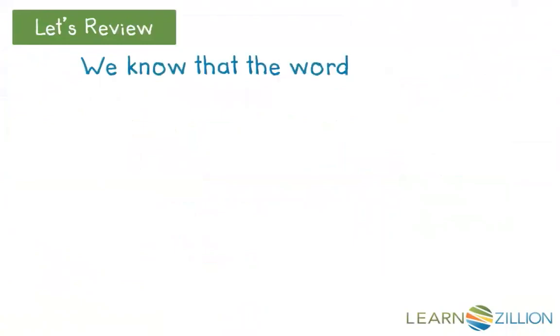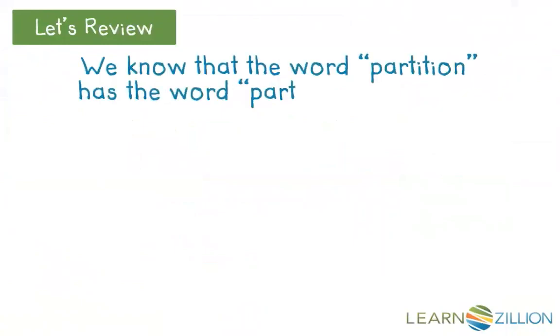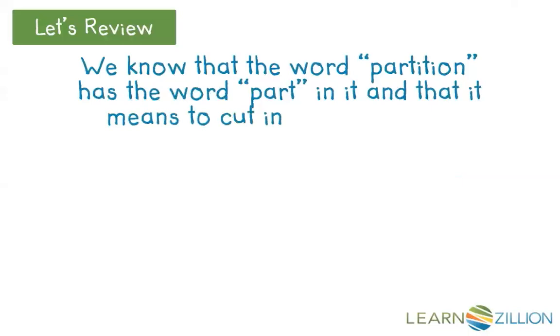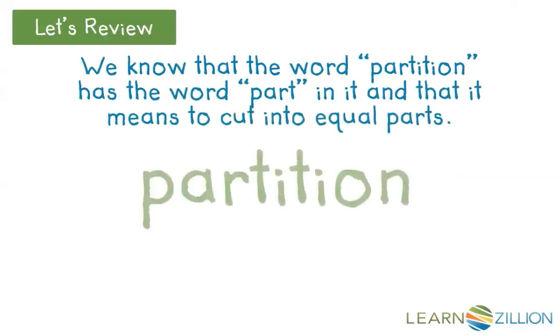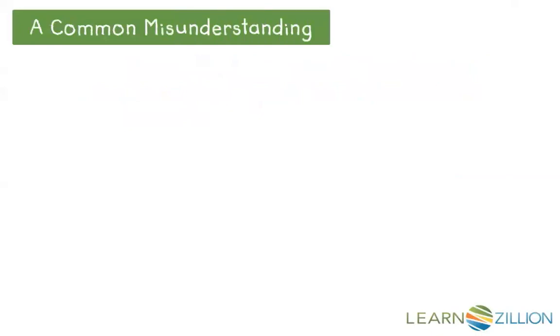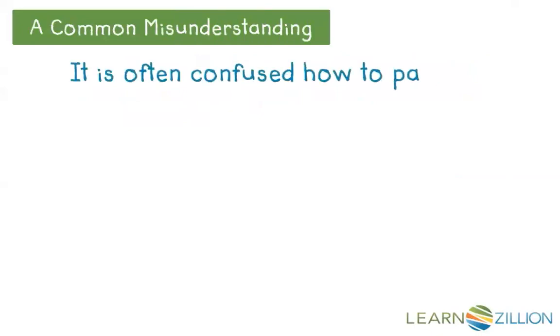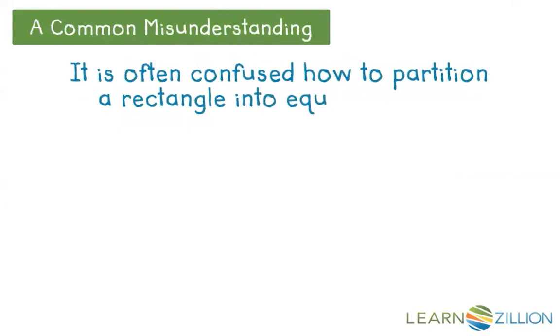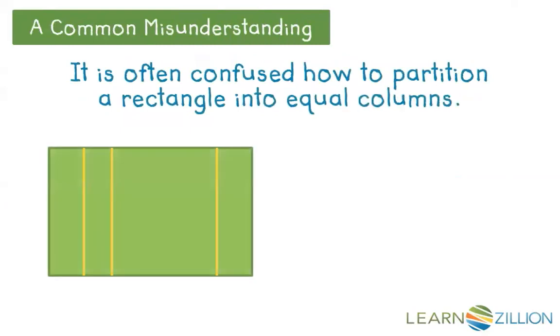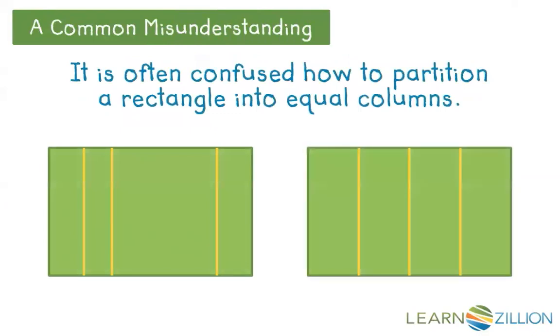We know that the word partition has the word part in it and that it means to cut into equal parts. It is often confused how to partition a rectangle into equal parts. The partition lines cannot just be randomly placed on the rectangle. They have to be equally spaced in order for the columns to be equal.